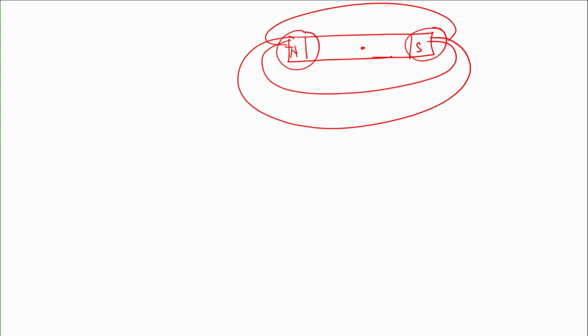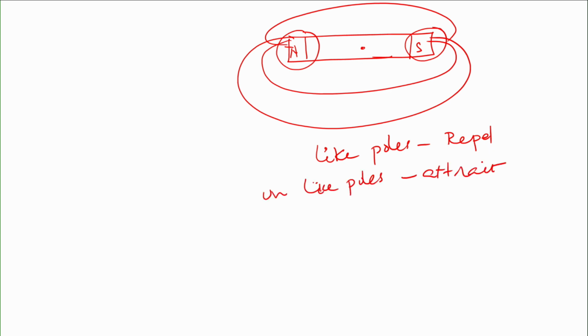So, this magnet, and the force between them, you take it as one object here. It attracts, and a very important thing is that like poles repel and unlike poles attract. Between north and north there is a repulsive force, and between north and south there is an attractive force. Clear? This is very, very important.